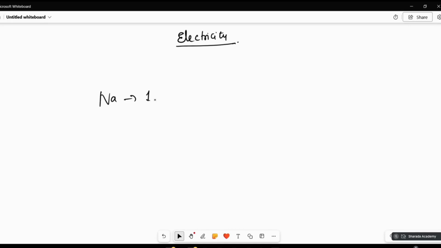But what happens with the valence electrons? Sometimes, because of the temperature, which is also a form of energy because it is heat, some electrons come out of the atom and they will be randomly moving within the metal.